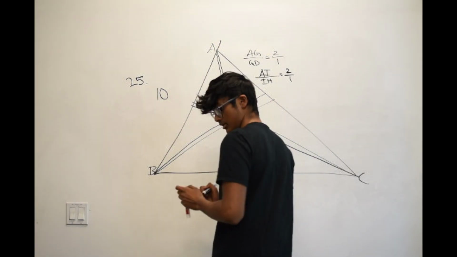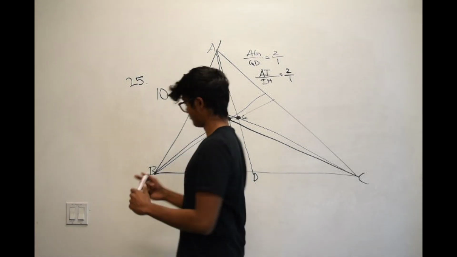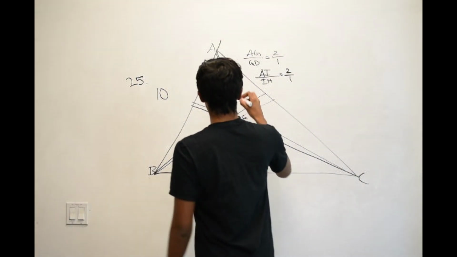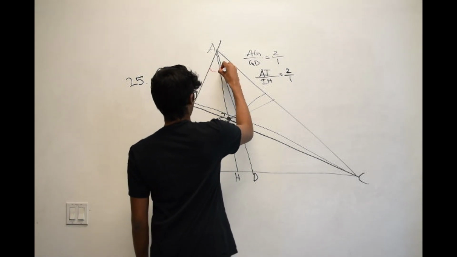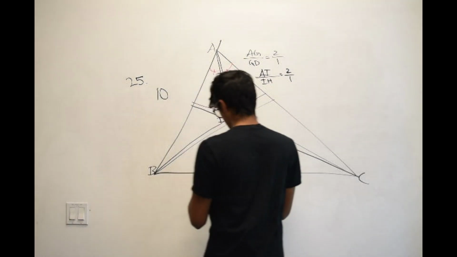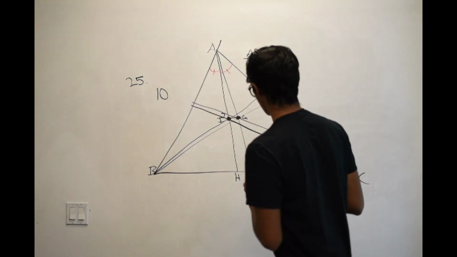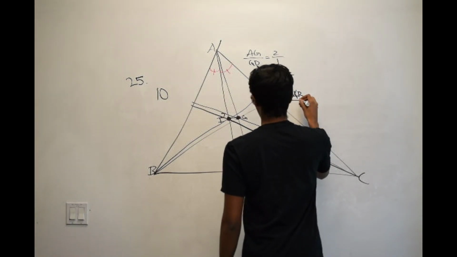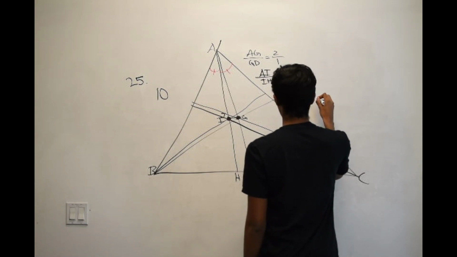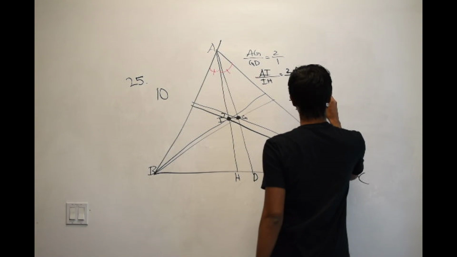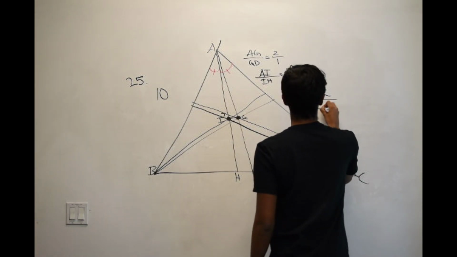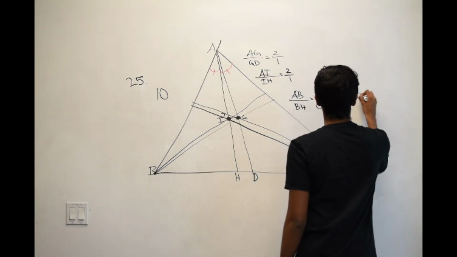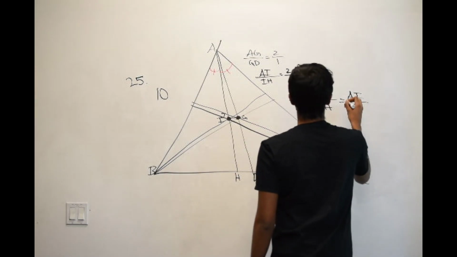Okay. So it said that I is the intersection of the angle bisectors and G is the intersection of the medians. So that means those angles are equal. And now we know that by the angle bisector theorem that AB over BH equals AC over CH. And this also equals AI over IH.